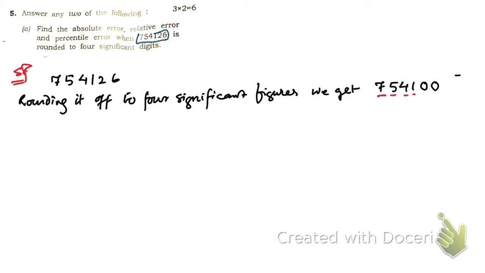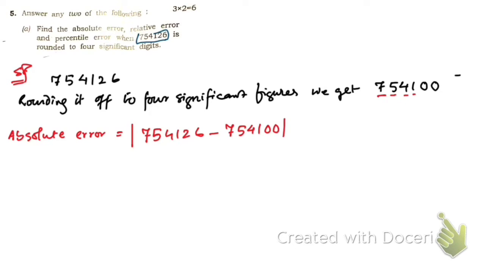Now let's find the absolute error. Absolute error is equal to the modulus of the given number, 754126, minus the number obtained by rounding off the given number. The difference is the absolute error, and here we use modulus, which means we are not going to take the negative sign. So 26 is the absolute error, and now we're going to find the relative error.